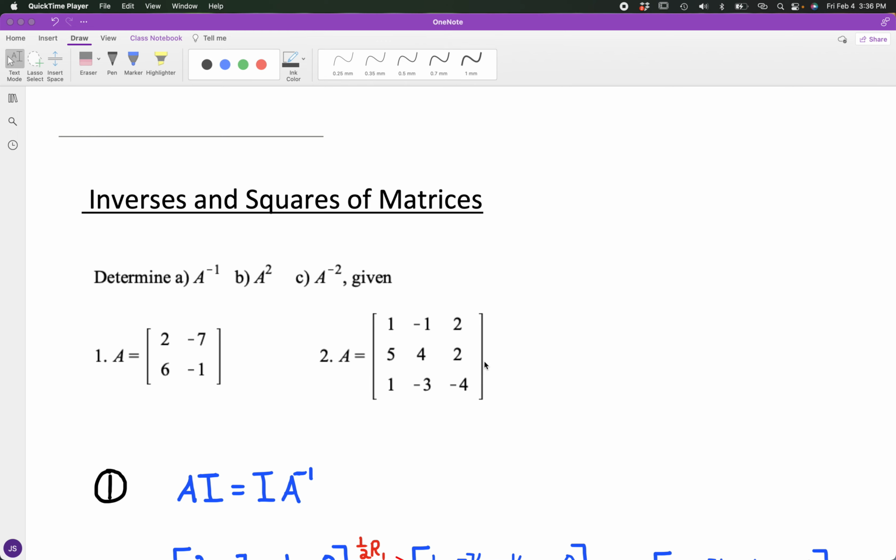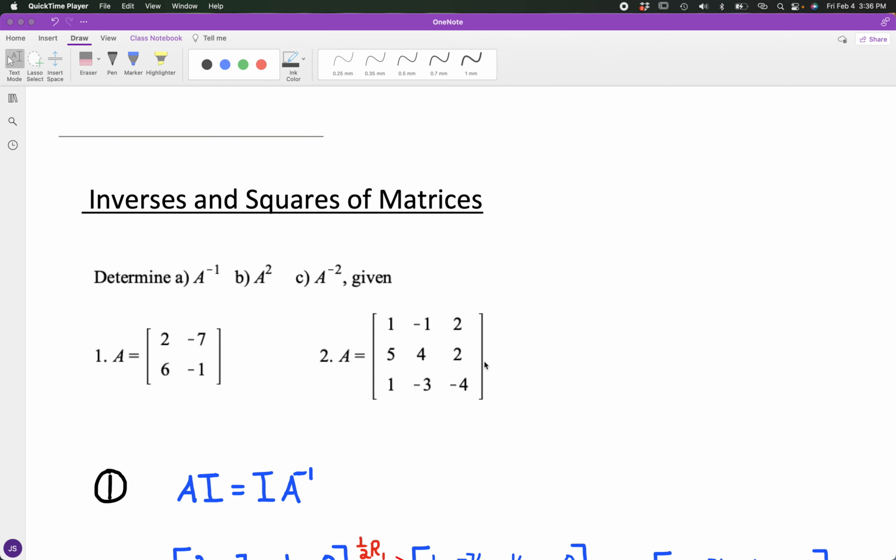Okay, so for this particular part, we'll be looking at inverses and squares of matrices, and then we'll be looking at solving a 3-equation system by using an inverse matrix. But first things first, inverses and squares of matrices.